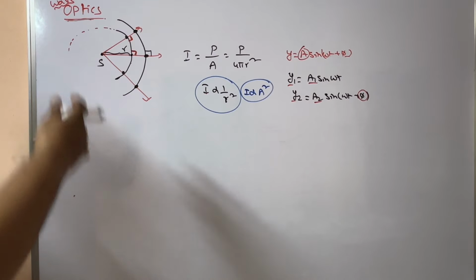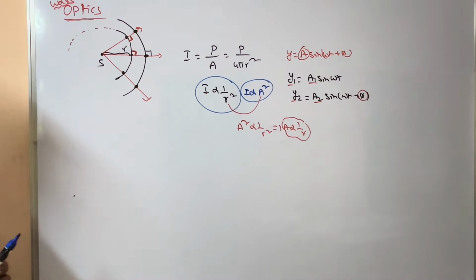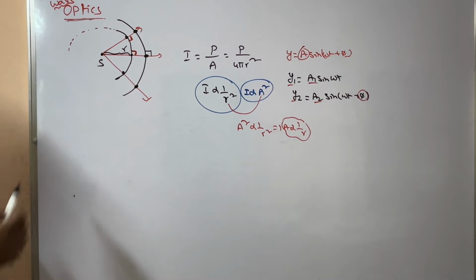Now what is the relation between amplitude and distance for a point source? A square is inversely proportional to r square. Therefore, amplitude is inversely proportional to r. This is for a point source.